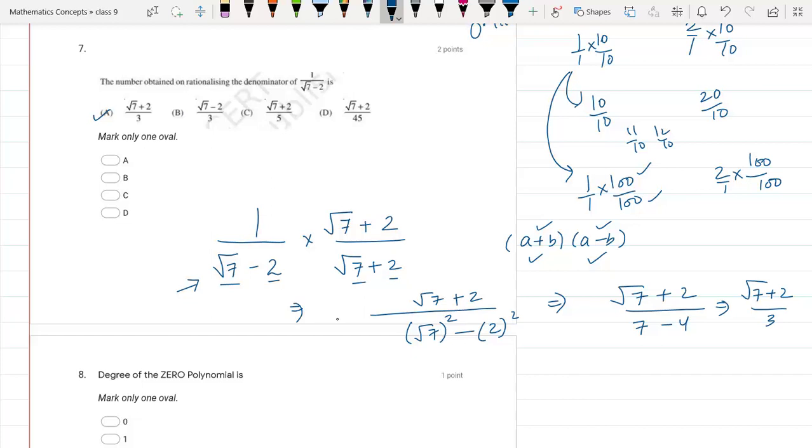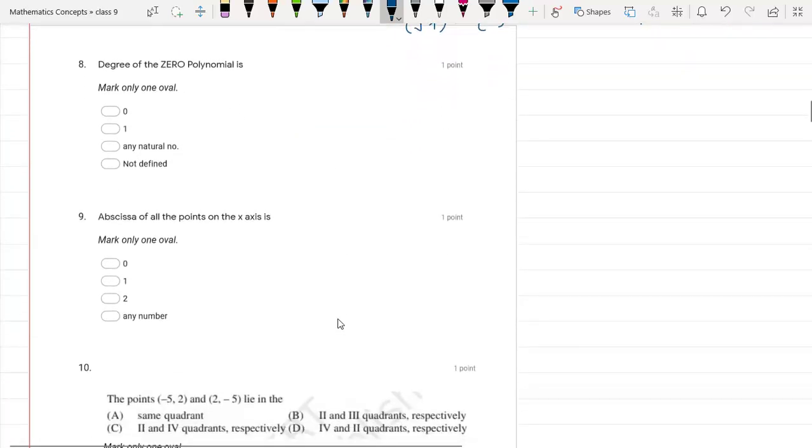Then next question is degree of zero polynomial. I have told you in the lecture also that zero polynomial, before zero polynomial let's understand what are constant polynomials. I have told you numbers like 1, 2, 3, 10, 1000, these all are constant polynomials.